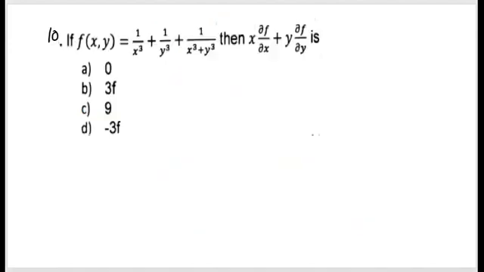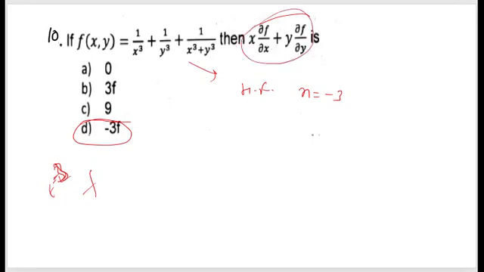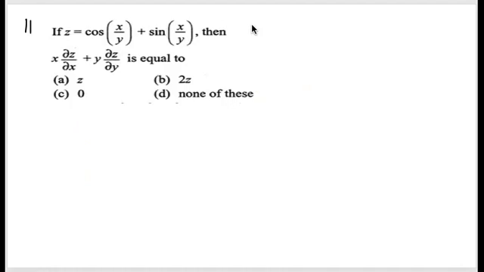This 10th question is also a homogeneous function and the degree is minus 3. You can see all the terms, when you put t cube, t cube comes everywhere, and there is no term in the denominator, so you are getting t to the power minus 3 times the function, and minus 3 times the function will be the answer for this expression, because here we are using Euler's theorem, a direct result of Euler's.